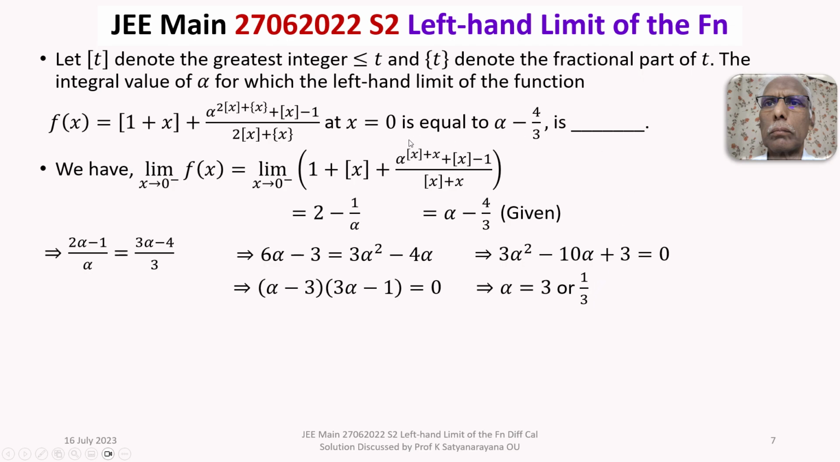What is it that we want? We want the integral value of alpha. In this 3 and 1 by 3, the integral value of alpha is 3. Therefore, alpha is equal to 3. That's your answer. And that is the detailed discussion of the solution of the problem related to the left-hand limit of a given function which involves the bracket x function and the curly bracket x function.